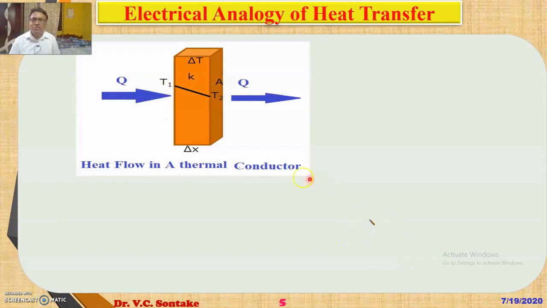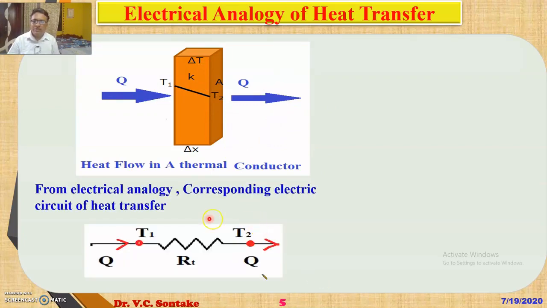So if I am considering the heat transfer across this thermal conductor by virtue of the temperature difference delta T, from the concept of electrical analogy, I can represent the entire heat transfer phenomena in the form of electrical circuit given by this diagram, and this is called the equivalent electrical circuit of heat transfer phenomena.